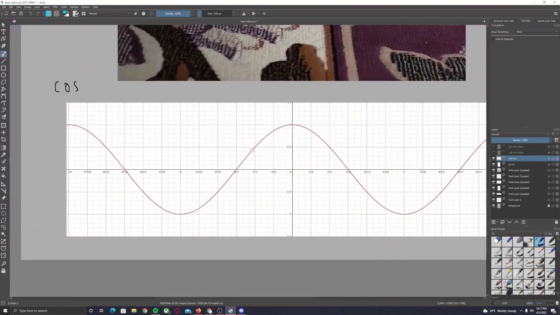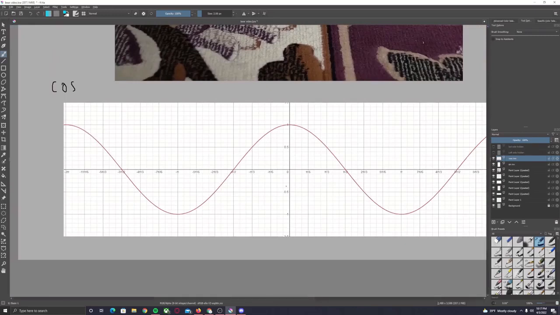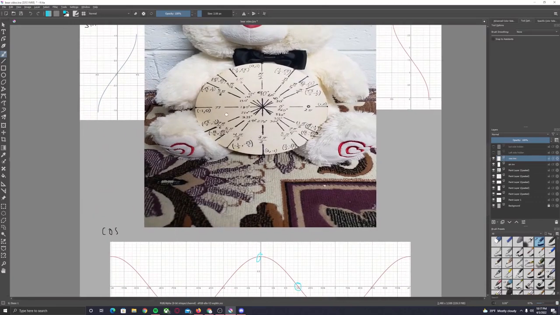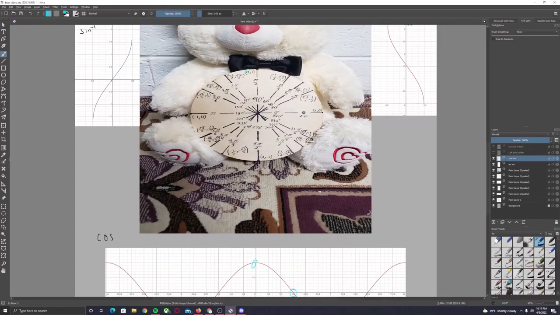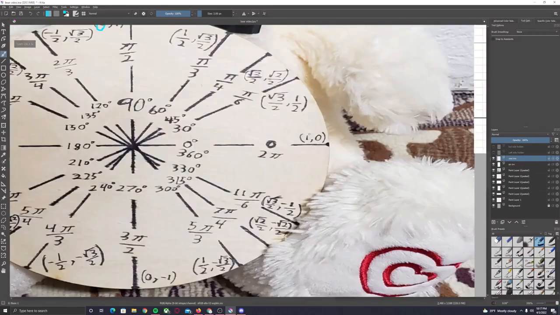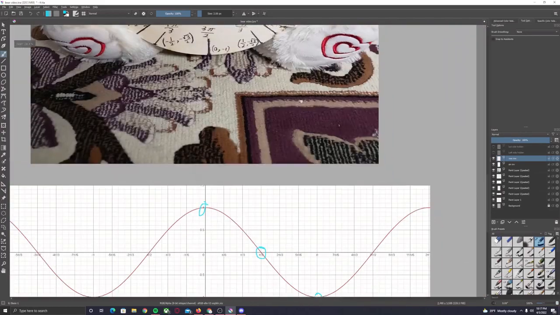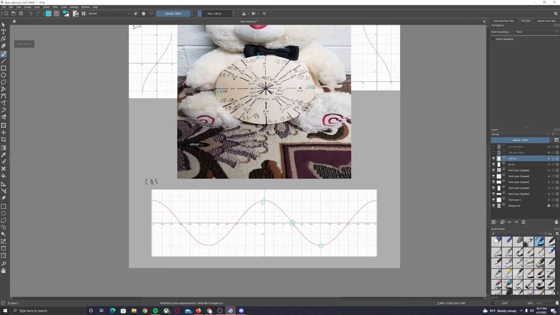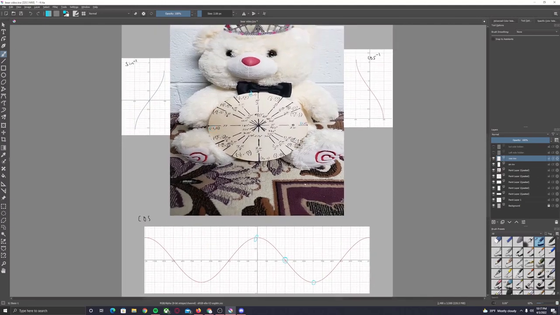Cosine, on the other hand, is the complete opposite. So at 0, it has a maximum, and at pi it has a minimum, and at pi over 2 it has an x-intercept. So at pi over 2, cosine is equal to 0. At 0, cosine is equal to 1, and at pi, cosine is equal to -1. And this is all reflected on the graph.